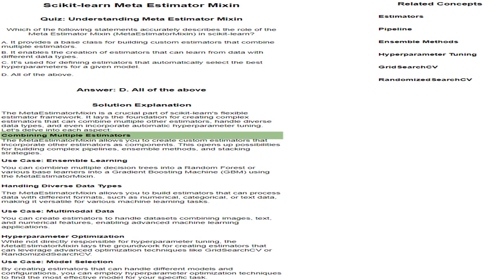For example, you might use a linear regression estimator to predict a house's price based on features like size and location.